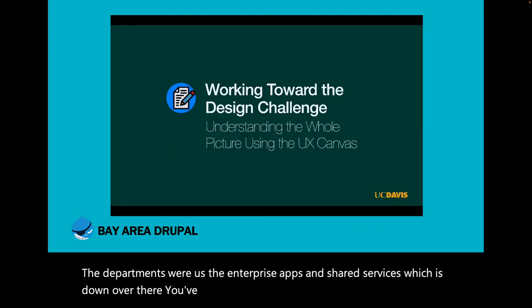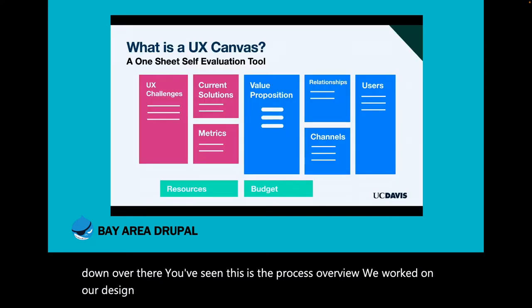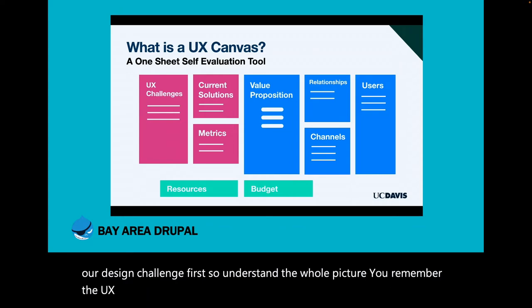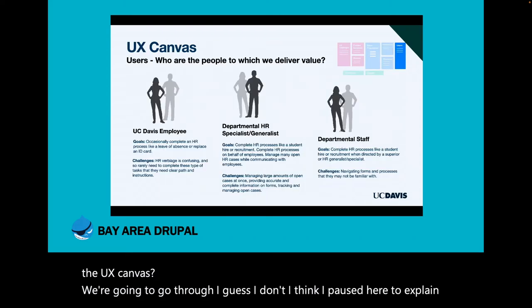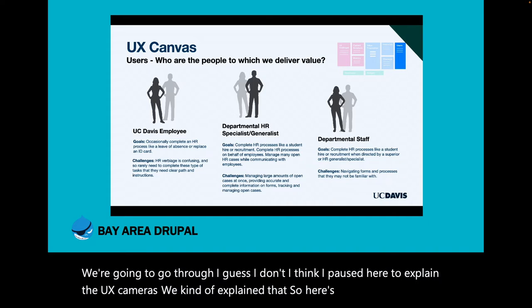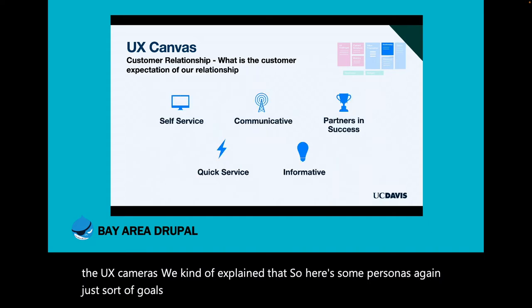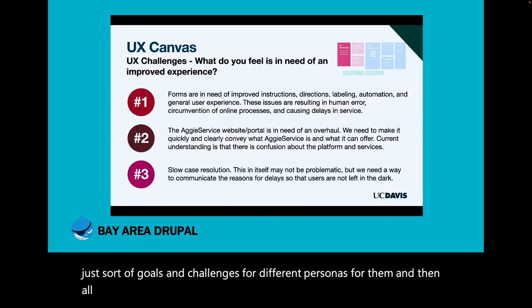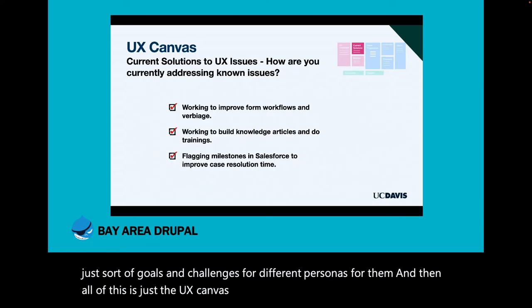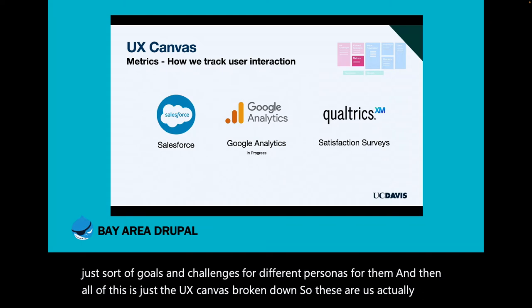You've seen this. This is the process overview. We worked on our design challenge first, so understand the whole picture. You remember the UX canvas. I think I paused here to explain the UX canvas. We kind of explained that. So here's some personas. Again, just sort of goals and challenges for different personas for them. And then all of this is just the UX canvas broken down. So these are us actually answering all the questions in that UX canvas.